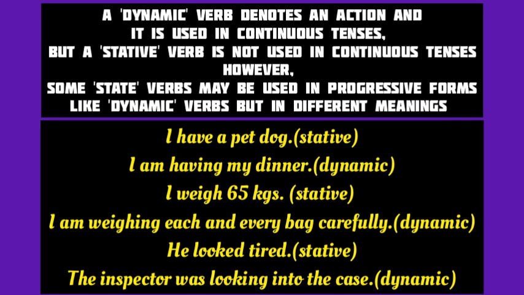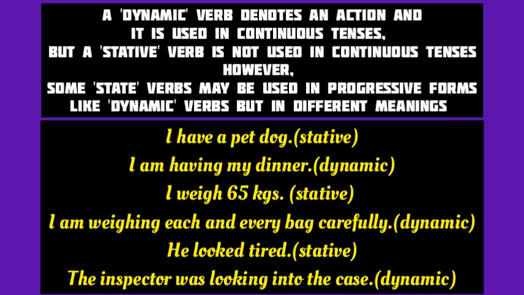Now we know that a dynamic or action verb denotes an action, so it's used in continuous tenses. But a state verb is not used in progressive tenses because it does not show any action. It indicates a condition or state. However, there are some state verbs that are used in progressive forms with a different meaning, in a different context.